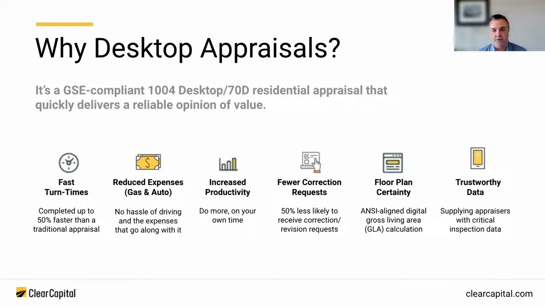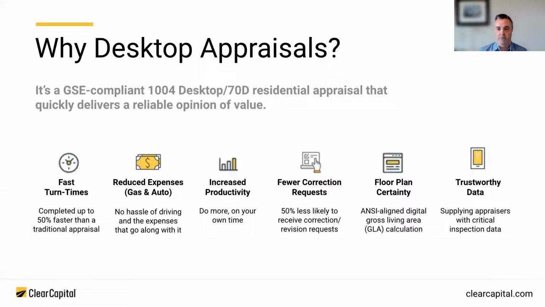First off, faster turn times. Evidence shows that this product can be completed about 50% faster than a traditional appraisal report. You might ask yourself how that can be done. I'll just say that it's not uncommon for appointments to be made and completed during evenings and or weekends. We've got a very large network of brokers to choose from to get out to these properties, do a relatively quick inspection, and then pass that information on to the appraiser.